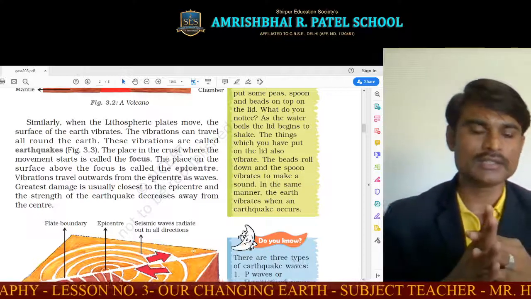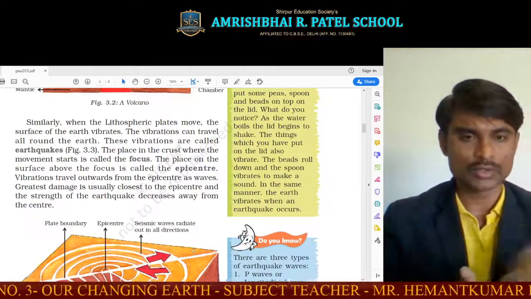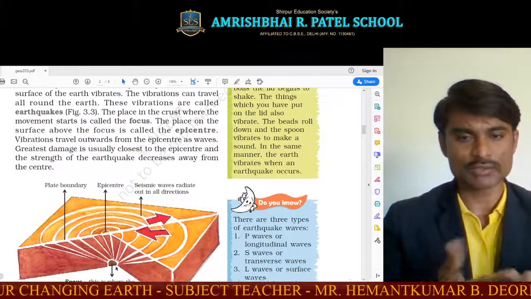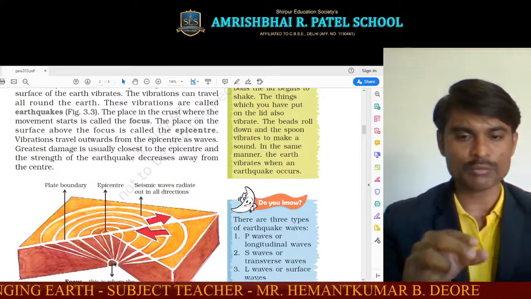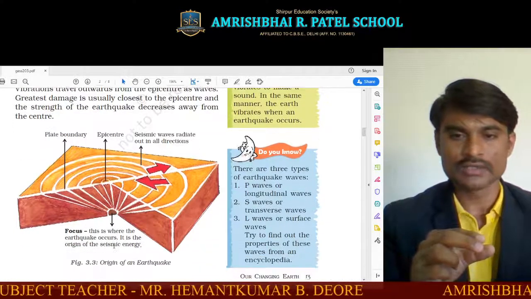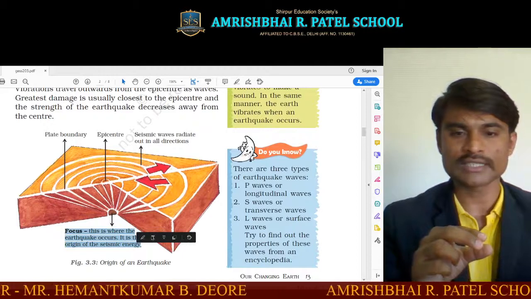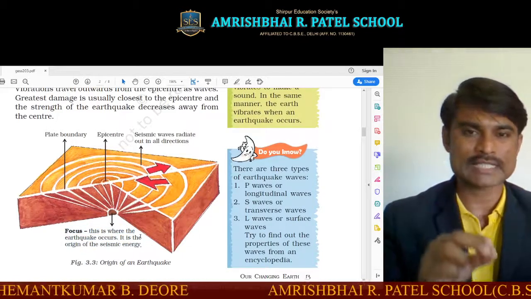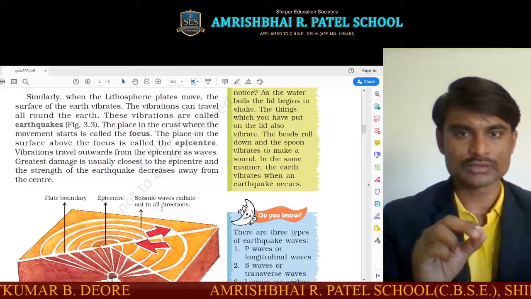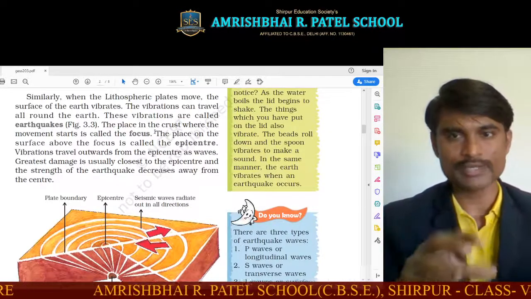The place in the crust where the movement starts is called the focus. There is a place in the crust where the movement of vibration actually begins. This is called the focus. So the focus is where the earthquake occurs. It is the origin of the seismic energy.